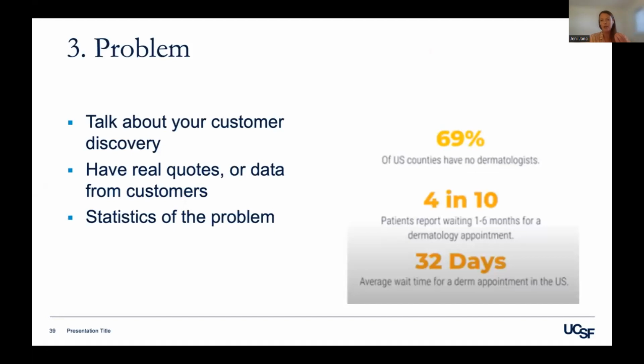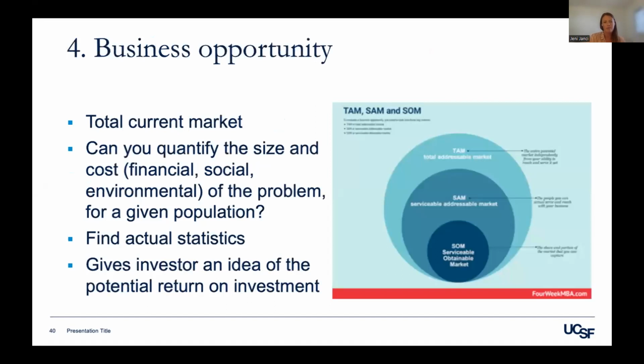And then you can go in and talk a little more in depth on the problem. Talk about the customer discovery you've done. Having real data and quotes is very good to talk about. Again, 25% of Americans suffer from insomnia. This is an unsolved, unmet medical need, et cetera. And then you can talk about the business opportunity.